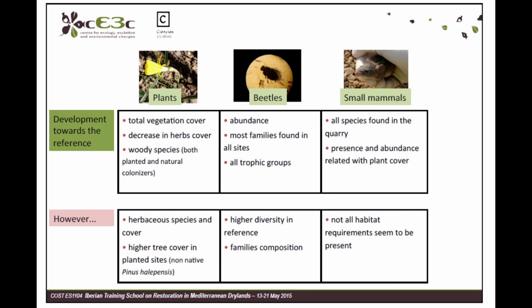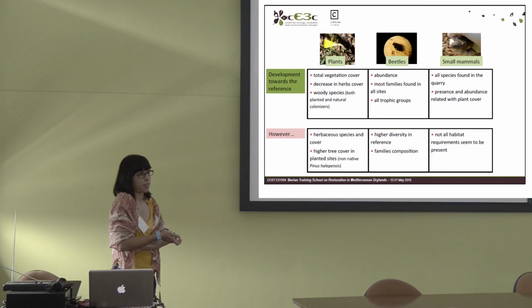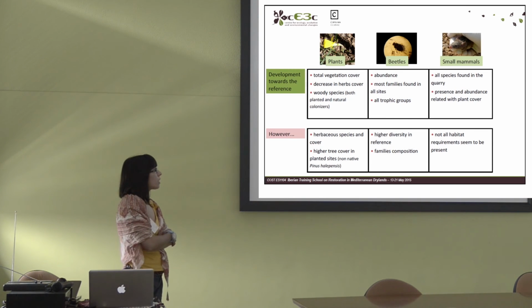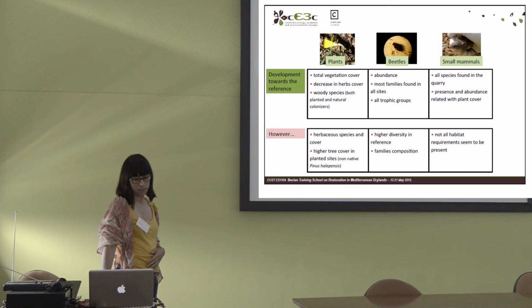On the downside, herbaceous species cover is still high in some quarry sites. And we have a higher tree cover in planted sites because we have fences, which is not common in the natural sites. Beetles still have higher diversity in reference, and the composition of the families, although they are all represented, is a little bit different. And small mammals are more related with the habitat, so not all habitat requirements seem to be present in all sites.